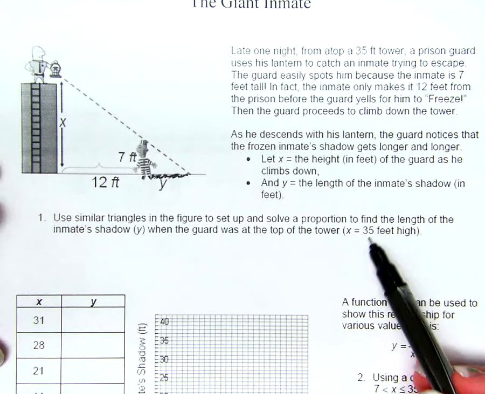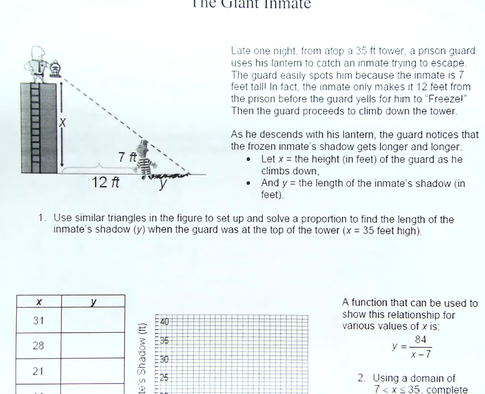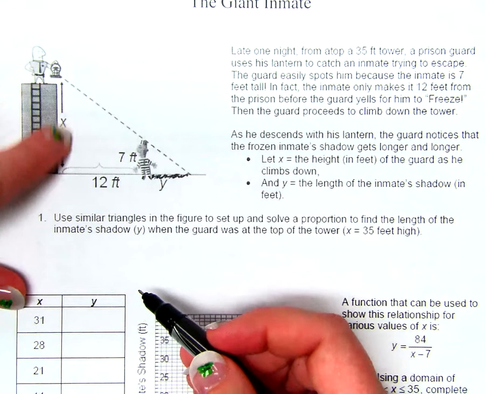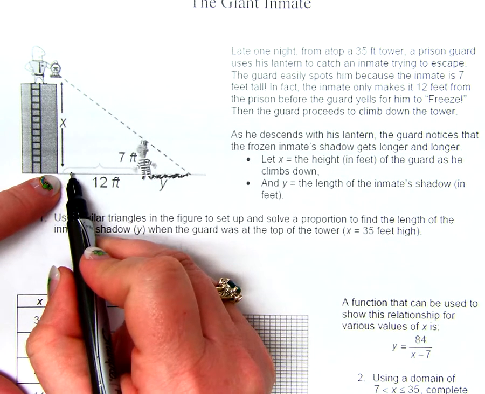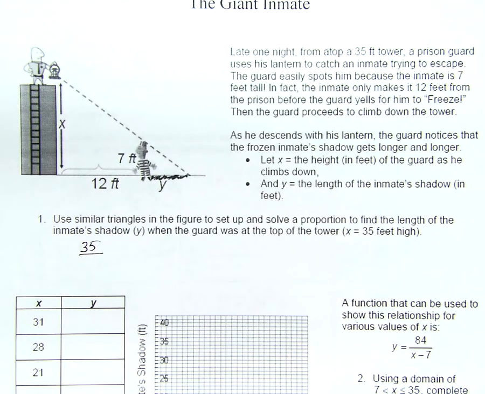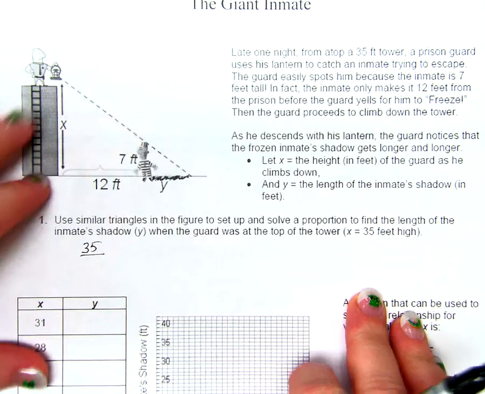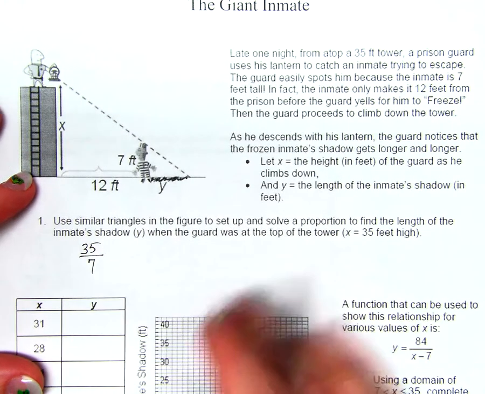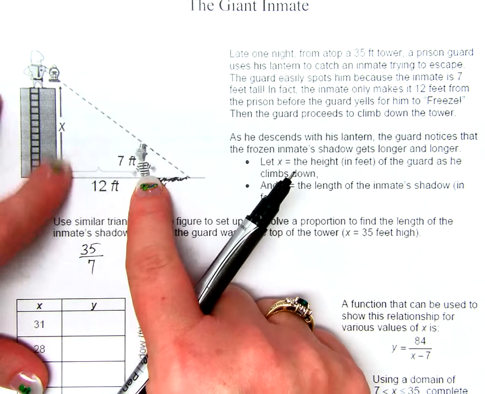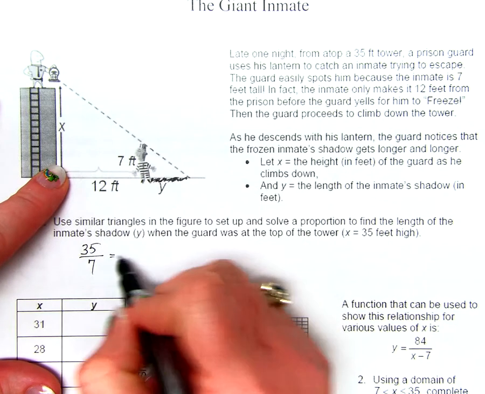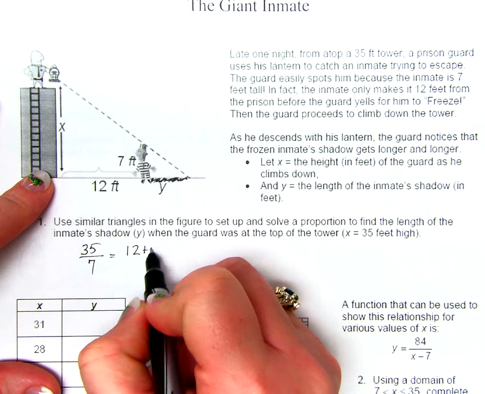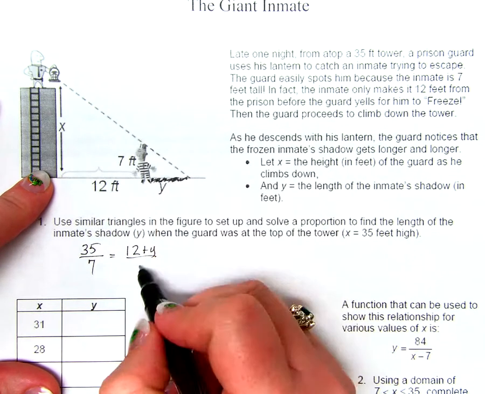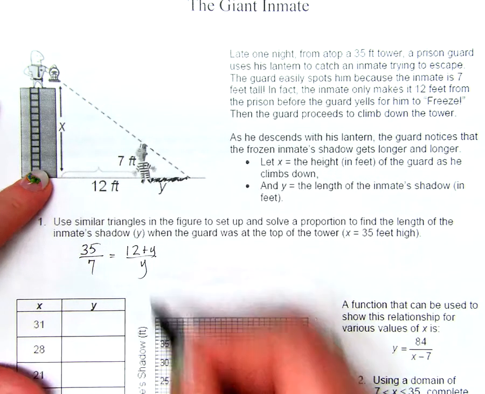So when the guard is at the top of the tower, x is going to be 35. So the height of the guard over the length of the shadow. Is that what I want? How about the height of the guard over the height of the inmate? That would probably be better. So we're doing tall parts of the triangles, and then we need long parts of the triangles. Well, the long part of the big triangle is actually 12 plus y, and the long part of the small triangle is y.